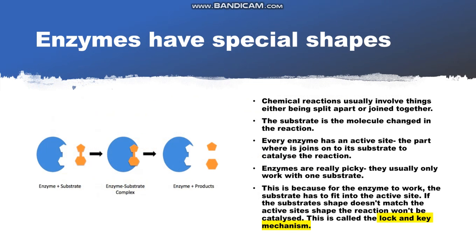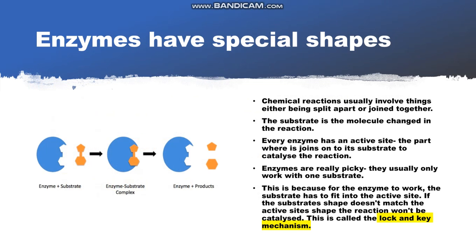So enzymes have special shapes. Chemical reactions usually involve things either being split apart or joined together. The substrate is the molecule changed in the reaction. Every enzyme has an active site, the part where it joins to the substrate to catalyze the reaction. Enzymes are really picky and they usually only work with one type of substrate. For example, amylase works with starch and so on.